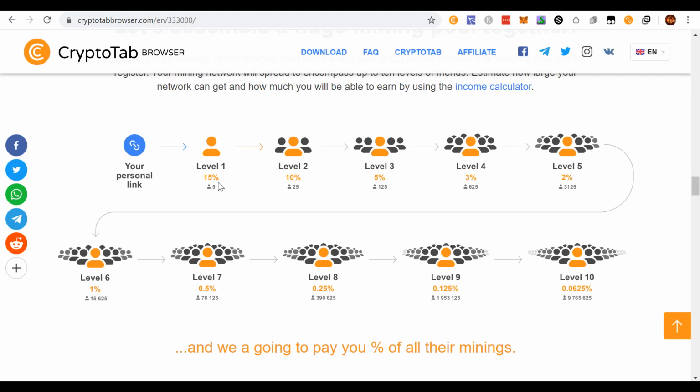And it's easy. It's free. It's so easy to get people to use it. So the key is, who do you know that wants to make some extra income? Who do you know who surfs the internet? Who do you know who likes technology? Who do you know who likes cryptocurrency? Those are all people that you could talk to and have them start using the Cryptotab browser.